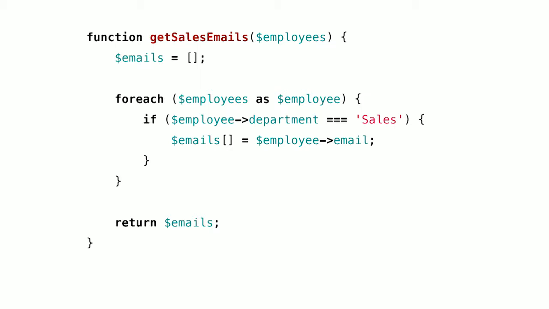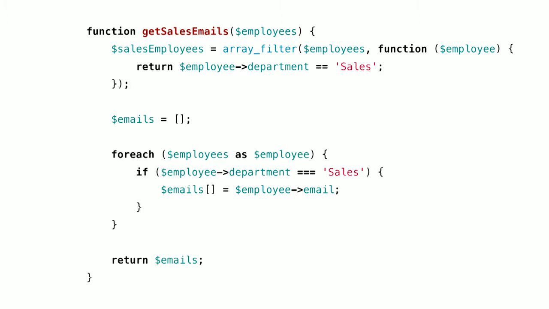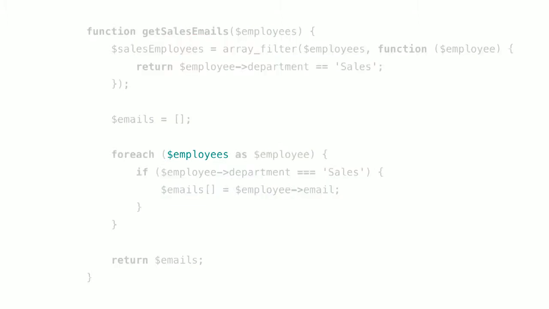So looking at this code again, if we figure out how to get the employees that are just in the sales department, which we can do with array filter, right? We're going to take our original list of employees, pass it to array filter, and have it only return the employees in the sales department. Now we have a list of employees that are just the sales employees. We can go down to this code at the bottom here. We can replace this employees variable with our sales employees.